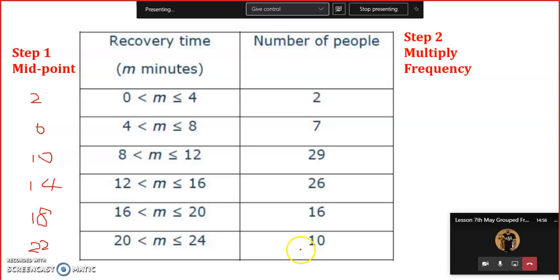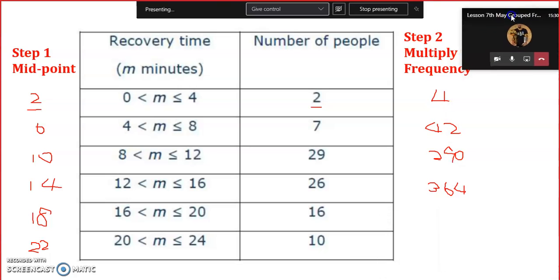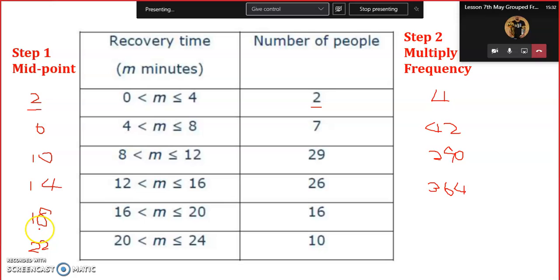This is my frequency right here. So we need to use this number to multiply by the frequency. First 2 times 2 we got 4, and then 6 times 7 we got 42, and 10 times 29 we got 290. If you're not sure, you can use a calculator. 14 times 26, that's 364. The next one, 18 times 16.